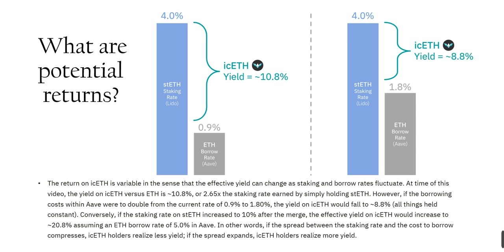However, if the borrowing costs within AAVE were to double from the current rate of 0.9% up to 1.80%, the yield on icETH would fall to 8.8%.